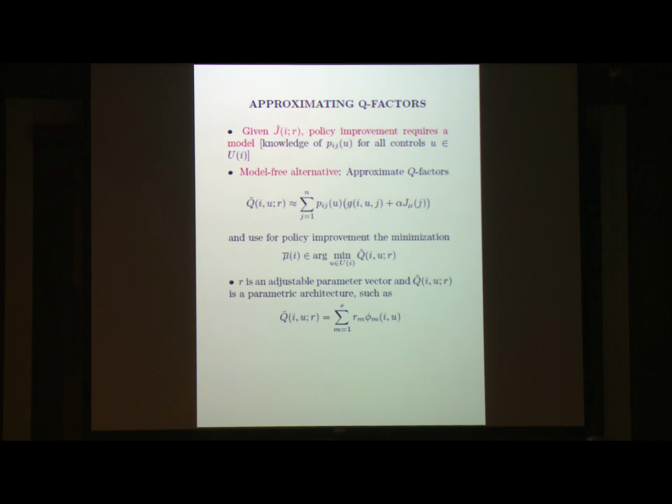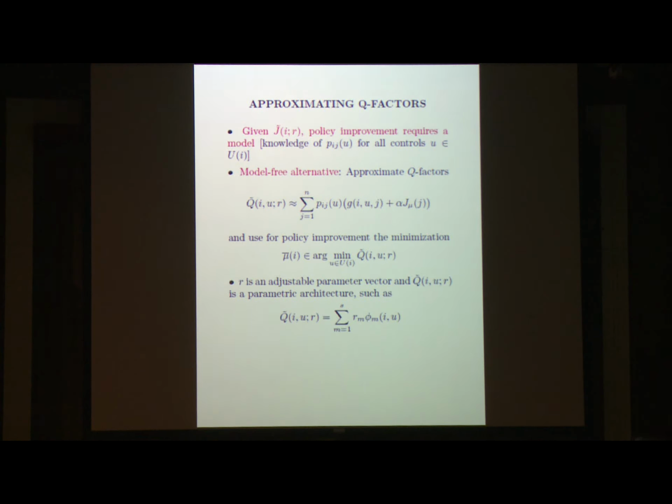Okay. We have been talking about approximating cost functions. However, if you get this approximation, then the policy improvement requires a model, knowledge of the transition probabilities for all the controls. And if instead we approximate Q factors, then we don't need a model. That's the advantage of Q factors.